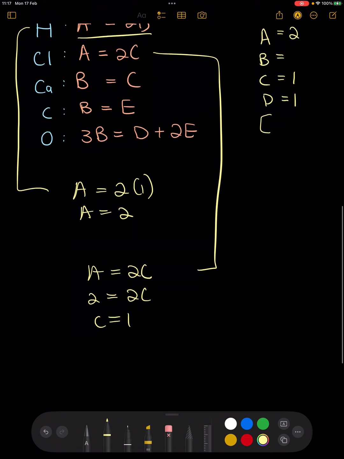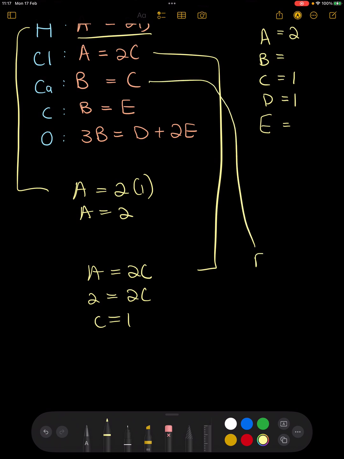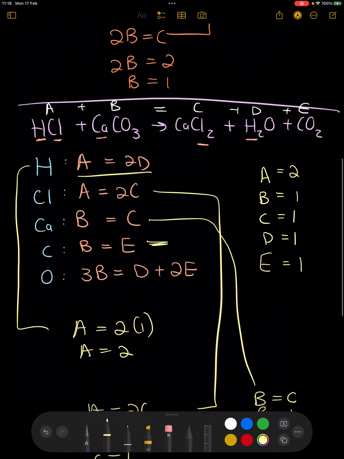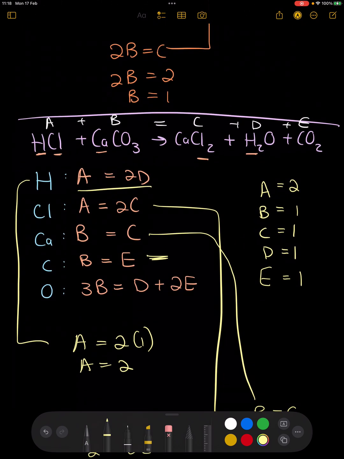Then, oh, I forgot my E there. We said over here that B is equal to C. Well, C we got is equal to 1, meaning B is also 1. And then finally over here, we said B is equal to E, meaning E is also equal to 1, meaning the only one that's going to get a number in front of it is going to be HCl.